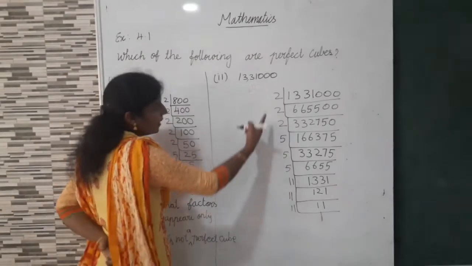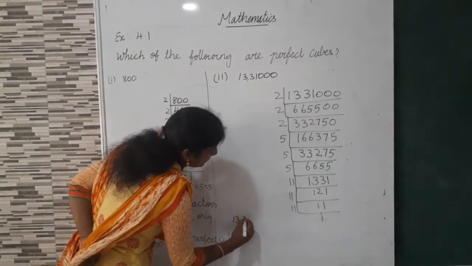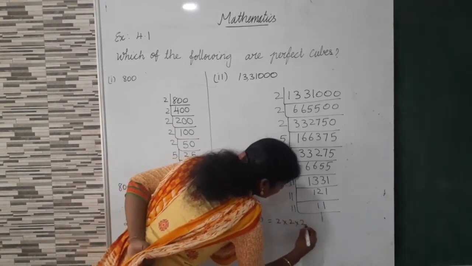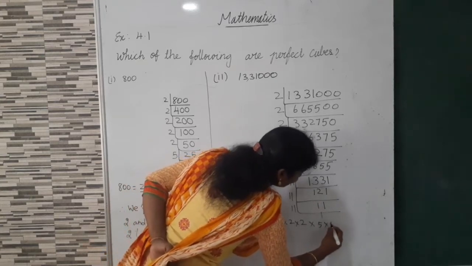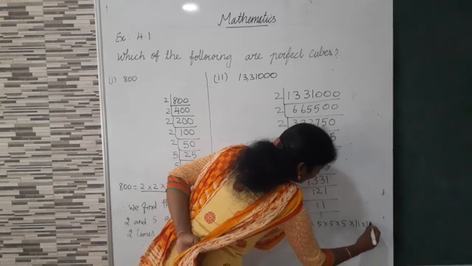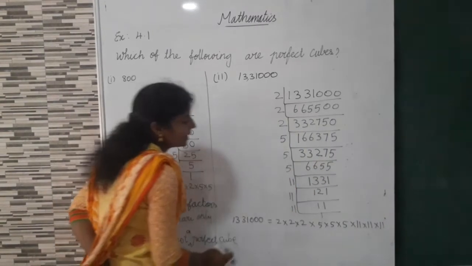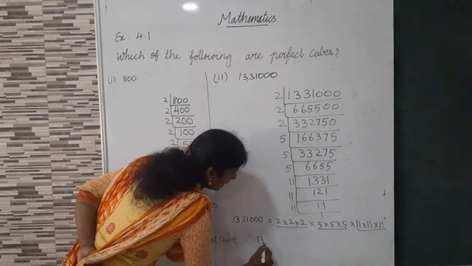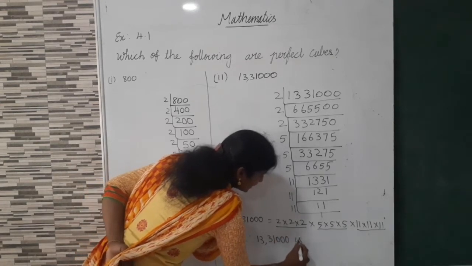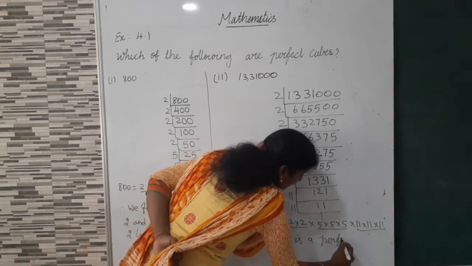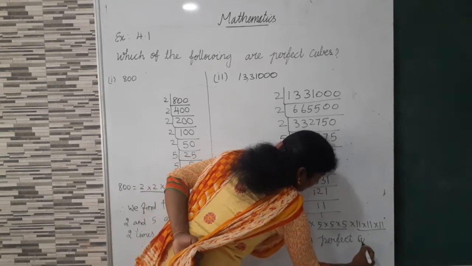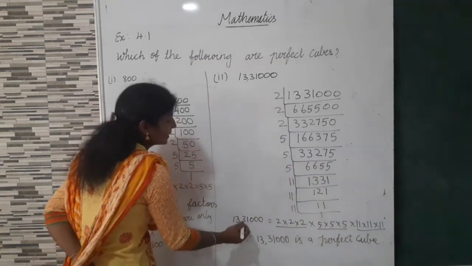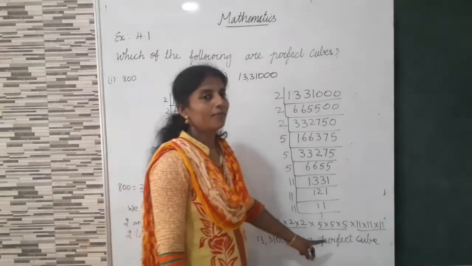Now we can write the prime factors of 13,31,000. What are the prime factors? 2 into 2 into 2, then 5 into 5 into 5, then 11 into 11 into 11. Now listen here, each prime factor appears thrice, 3 times. So we can say 13,31,000 is a perfect cube. Okay, perfect cube.